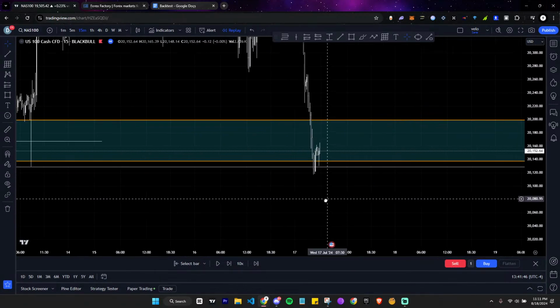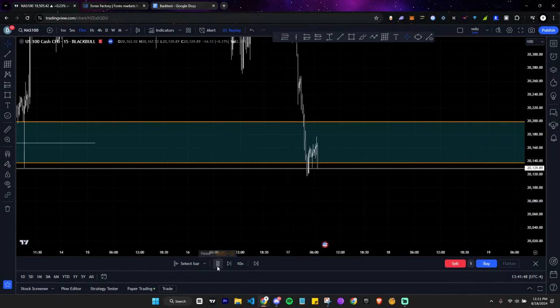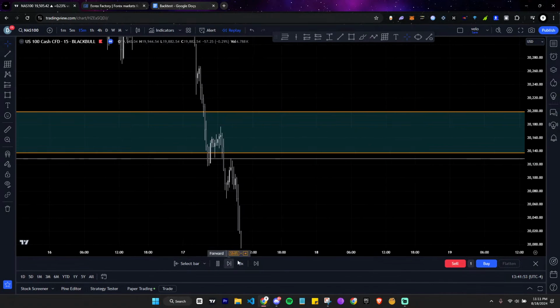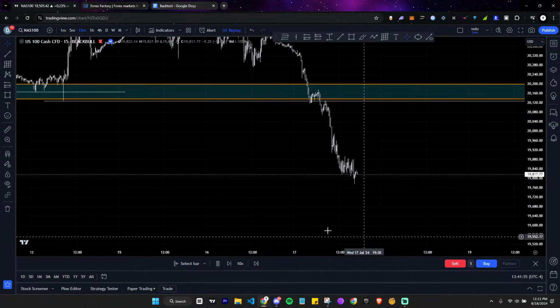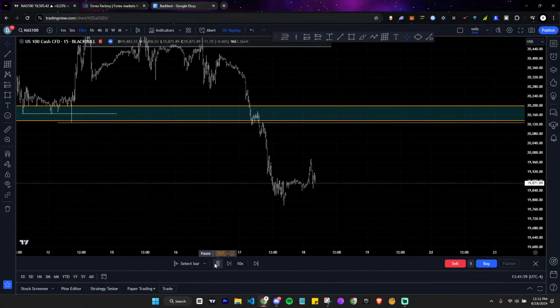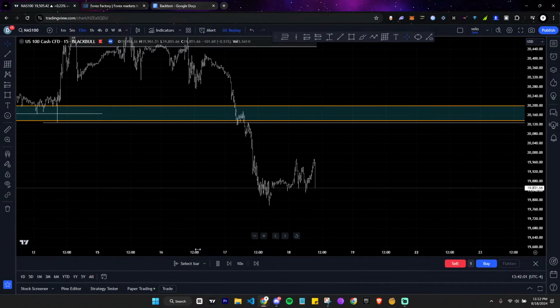So now once we displace, once we sweep liquidity, that's when I'm trying to take a trade. See, now we sweep liquidity. Seems like we're running on liquidity. But at some point, price will rebalance this price. In other words, it will come back up here.